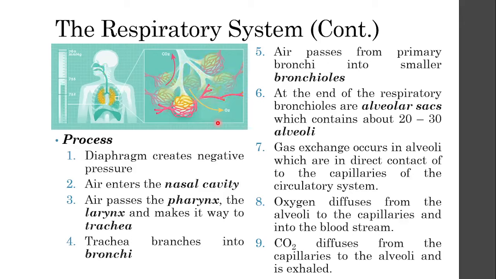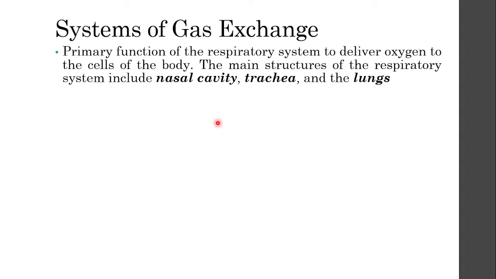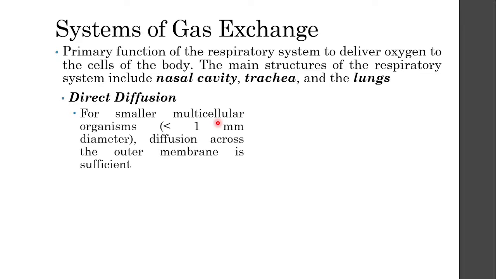So this is the whole process of respiratory system, but this is mostly for mammals. There are other respiratory systems which exist in various animals. So let's look at them, no? So first is direct diffusion. Direct diffusion is another type of gas exchange, but this mostly happens for smaller multicellular organisms, those organisms that are less than 1 millimeter in diameter.